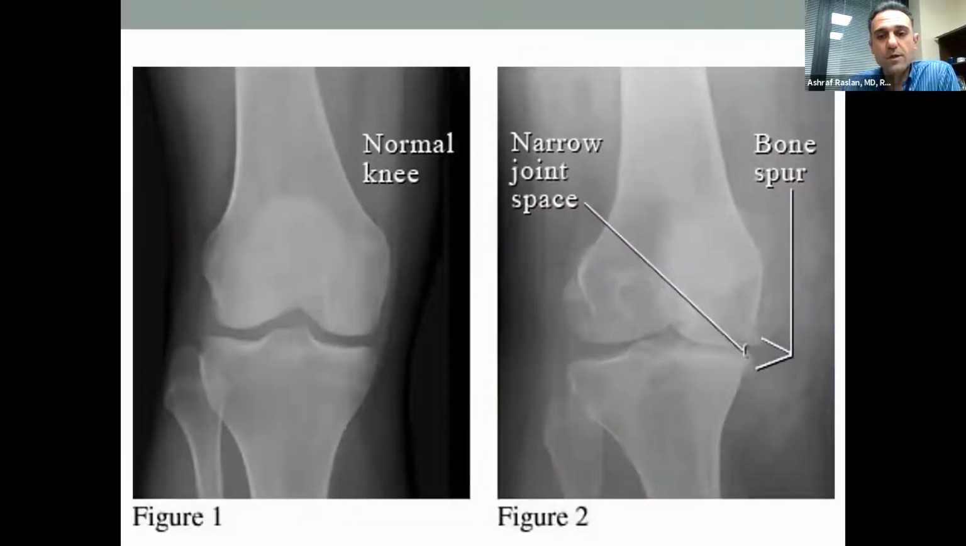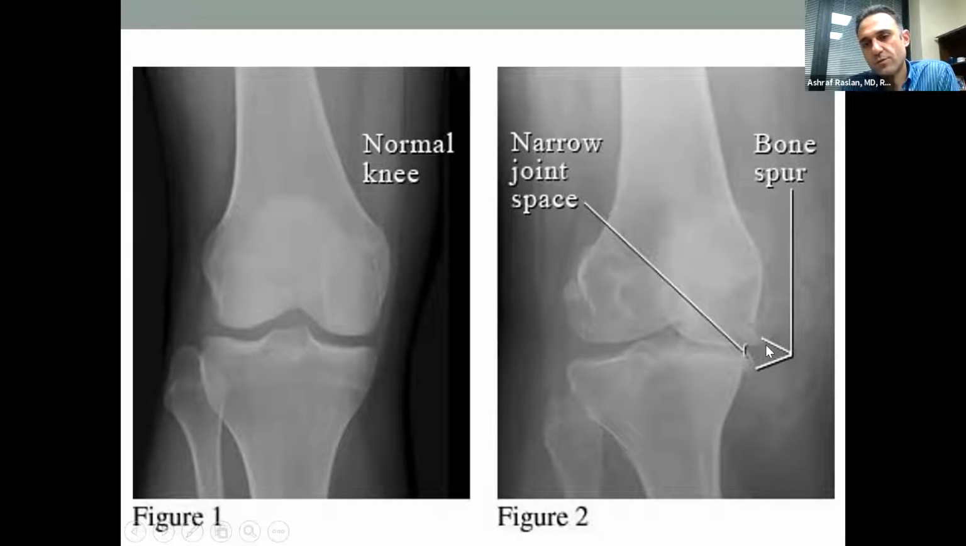And this is a knee joint. So you see here, this is a normal knee joint, has a good joint space between the bones. This is an arthritic knee affected by osteoarthritis, where basically the bones, as you see, become much closer to each other. This is likely a standing X-ray. So the bones become much closer to each other.